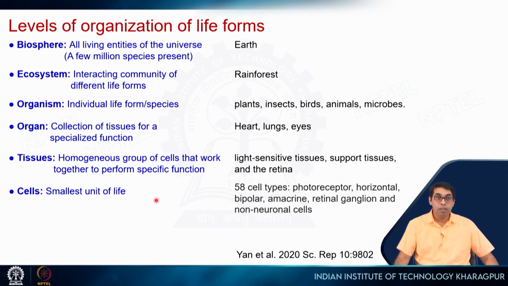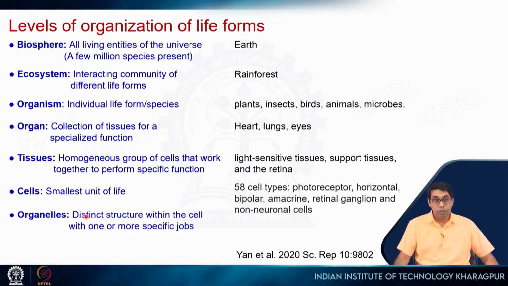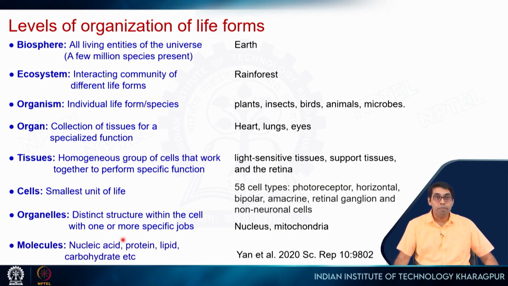If we zoom in further, then eukaryotic cells are made up of different organelles. These are distinct structures within the cell, and they perform different functions. We will see those in more detail in today's lecture. Examples of organelles are the nucleus, mitochondria, etc. If we zoom in further, then these are made up of molecules. We have already seen these molecules: nucleic acid, protein, lipid, carbohydrate, etc.